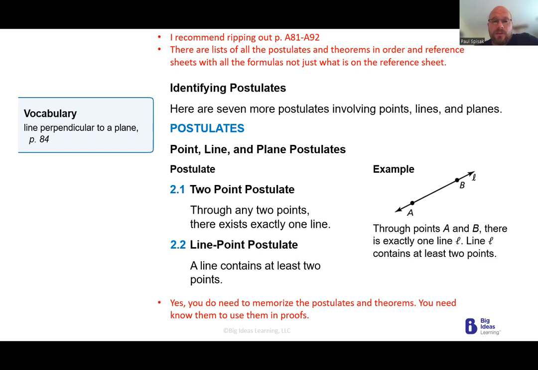Now, we're going to look at lots of postulates. We need to be able to memorize these postulates.